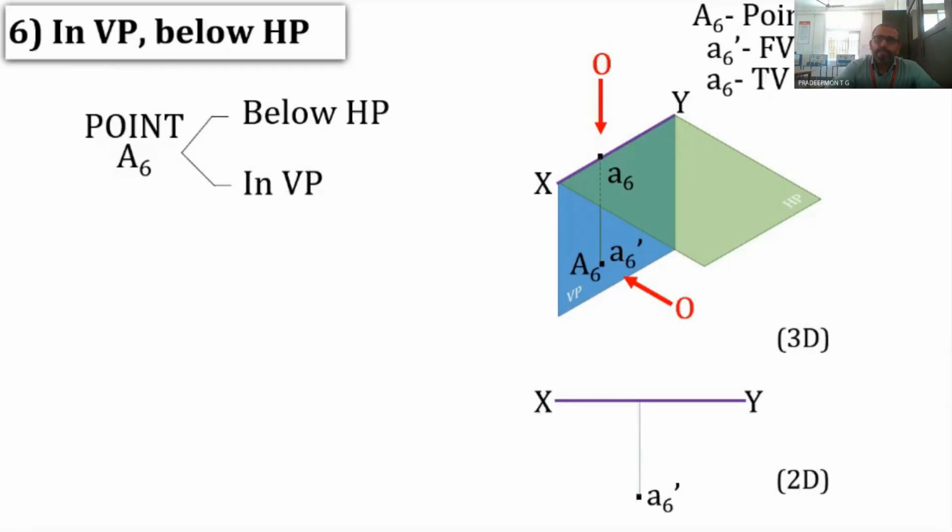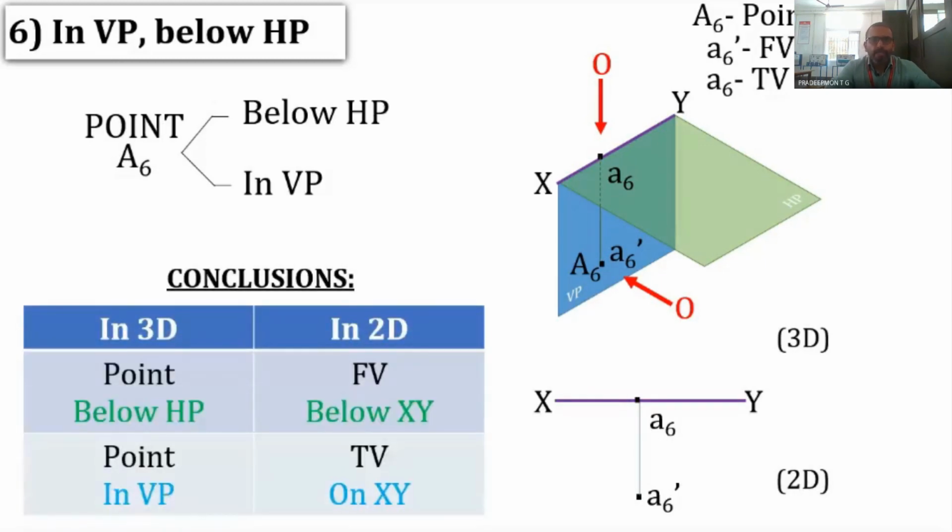So this is very simple. On the XY line, draw a perpendicular, mark the distance of the point from HP and mark the A6 dash there. And the A6 will be lying in the XY line itself. So in conclusion, if the point is below HP, the front view will be below XY, and if the point is in VP, the top view will be on XY.